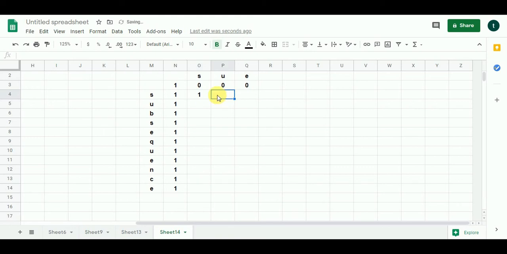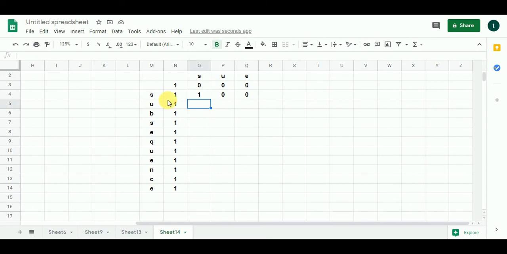Okay, let's move here. Does SU appear as a subsequence in this string S? No. So how many times does it appear? It appears 0 times. All right. Does SUE appear as a subsequence in S? How many times does it appear? It appears 0 times. First of all, it doesn't appear as a subsequence, so 0 times it appears, in the language of 0 and 1.